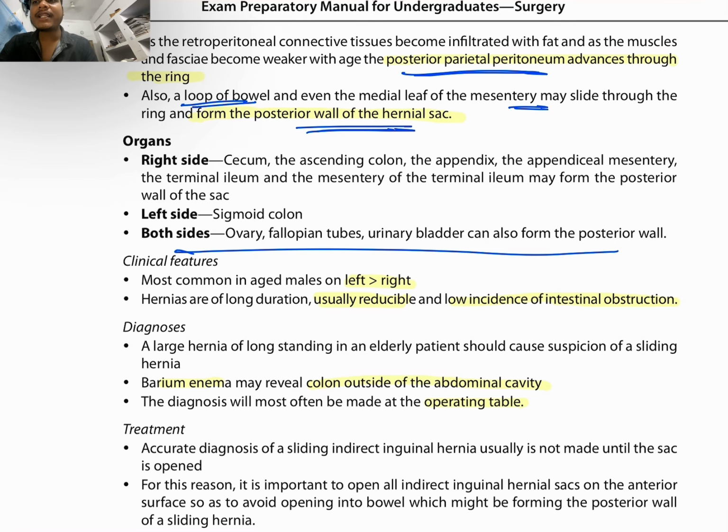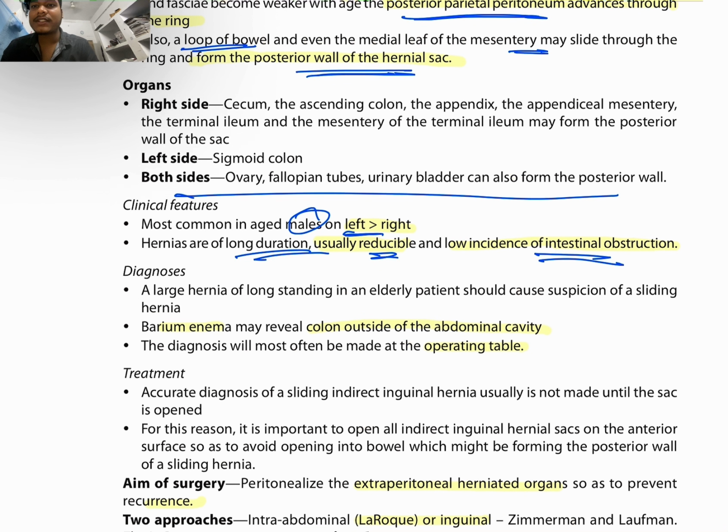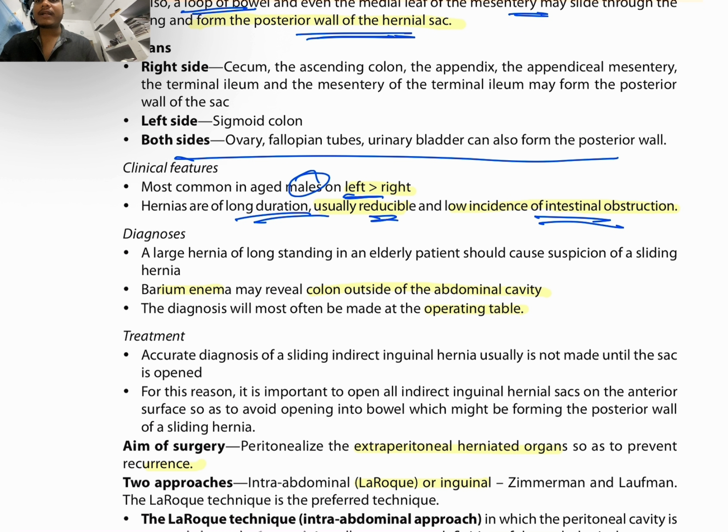Okay, what are the clinical features? It is more common in males, on the left side, and the hernias are of long duration, usually reducible, and a low incidence of intestinal obstruction is seen. As for diagnosis, a large hernia of long standing in an elderly patient should cause suspicion of a sliding hernia. A barium enema may reveal the colon outside of the abdominal cavity, and the diagnosis will be made on the operating table.